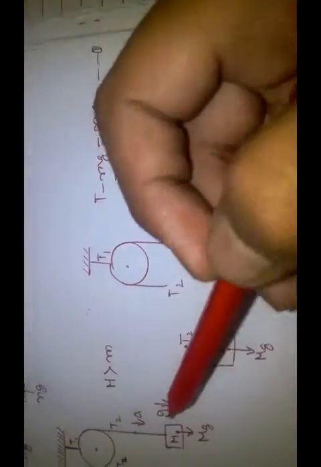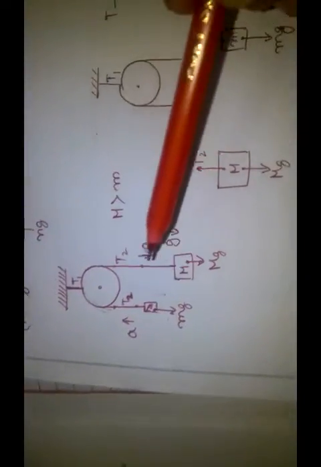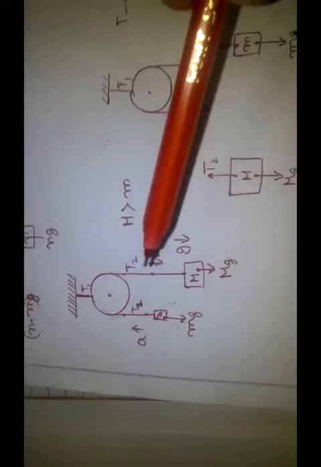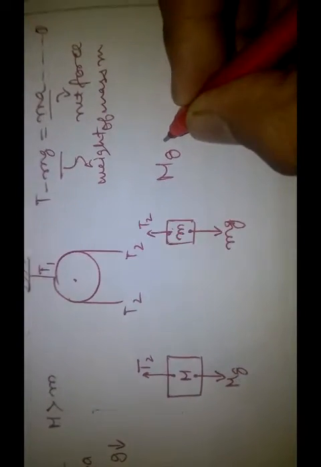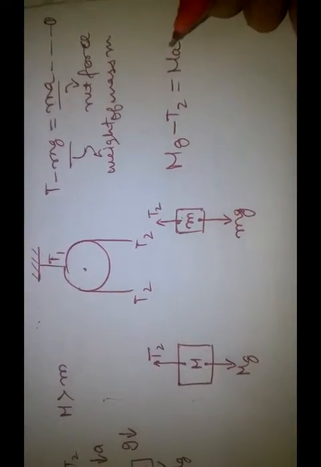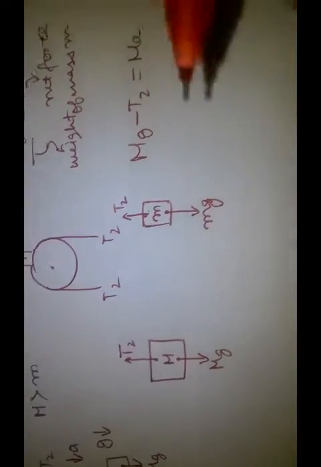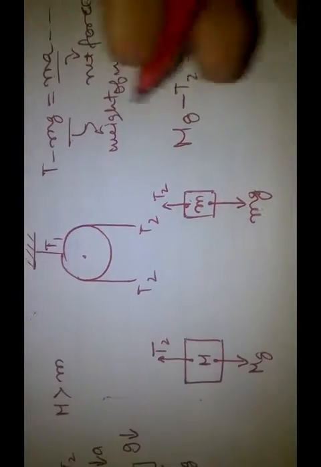Since the acceleration is downwards, the net force is downward. Tension is the force, and tension will be less than the force acting downwards. So we will calculate the net force, which will be capital Mg minus T2 equal to capital M a. This will give the acceleration, the net force acting in the downward direction. Here you can find the acceleration.